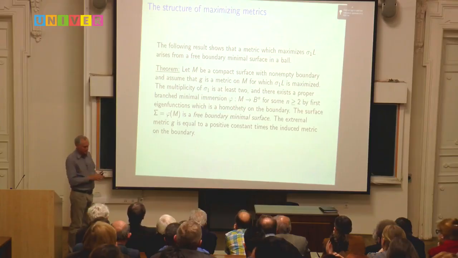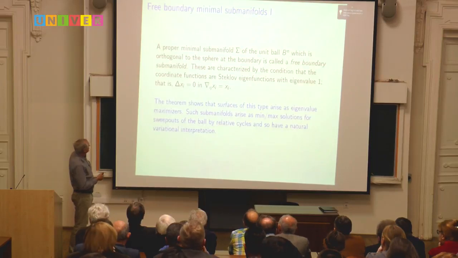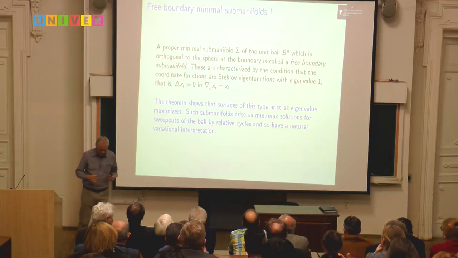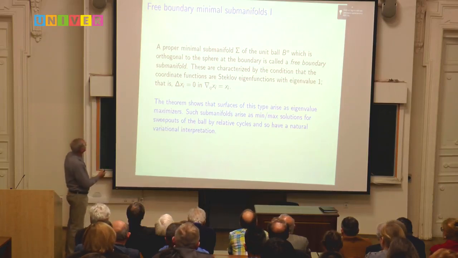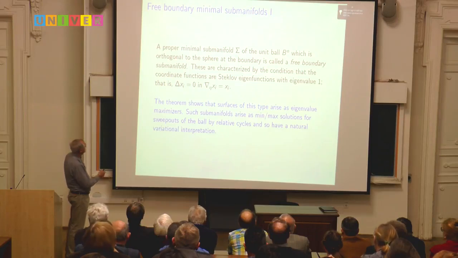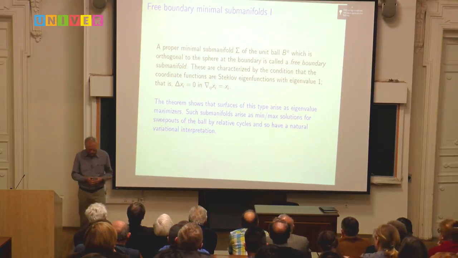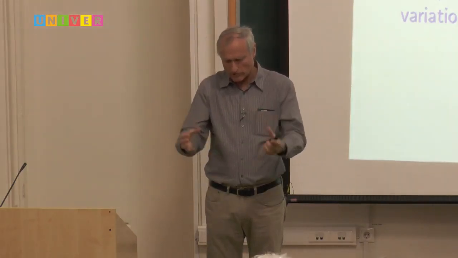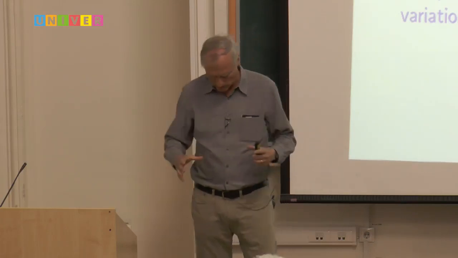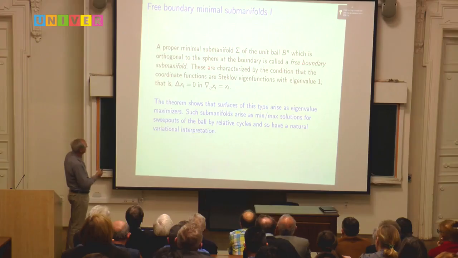But the theorem assumes that we already have a maximizing metric for the problem, and then it identifies the geometry of that metric. So let me talk a little more about free boundary minimal surfaces. For this problem, there's a natural class of examples one can look at, namely minimal submanifolds of the ball. Here I'm mostly interested in surfaces, so a two-dimensional minimal surface in B^n, and we assume it's orthogonal to the sphere at the boundary. Such a surface is called a free boundary minimal surface because it arises when you look at extremals of the area where you allow the boundary of the surface to move along the sphere, using what are called relative cycles. If you take a relative cycle in the ball, then the critical points of the area are precisely these free boundary minimal surfaces. So it's a natural class variationally for minimal surfaces.